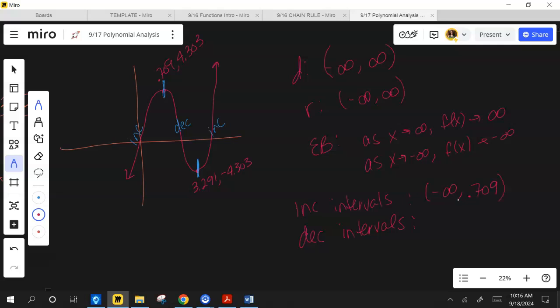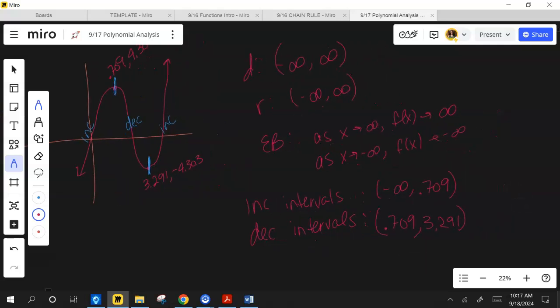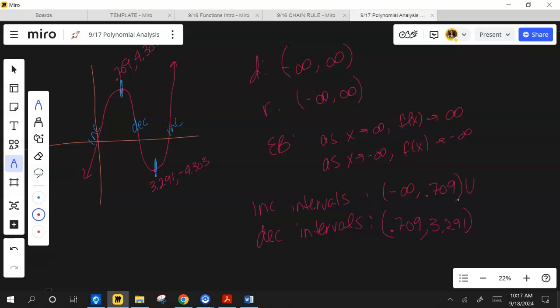0.709. And then from 0.709, it starts doing what? Decreasing. So I'm going to jump down here, 0.709, until what? 3.291. Then what does it do? Increase. Oh, I got to add another part to my increasing. So I do that with a U from 3.291 to infinity. So there's your interval. Does that make sense to everybody?